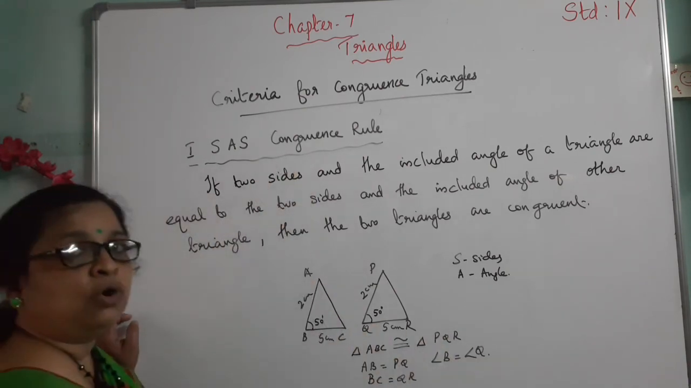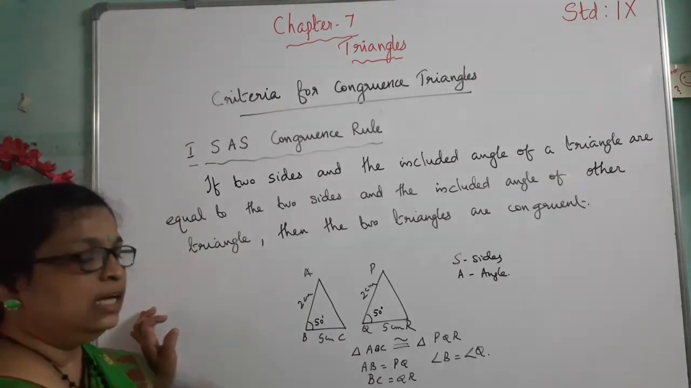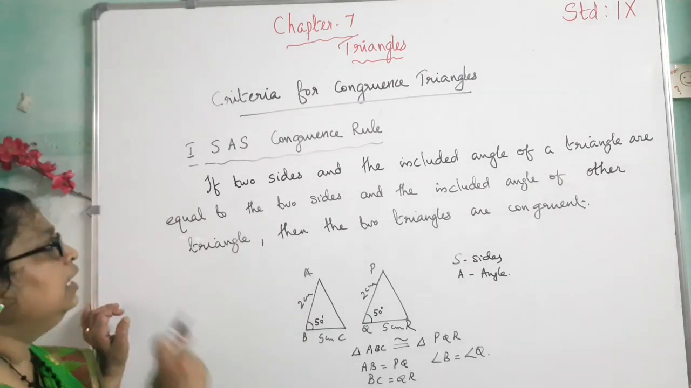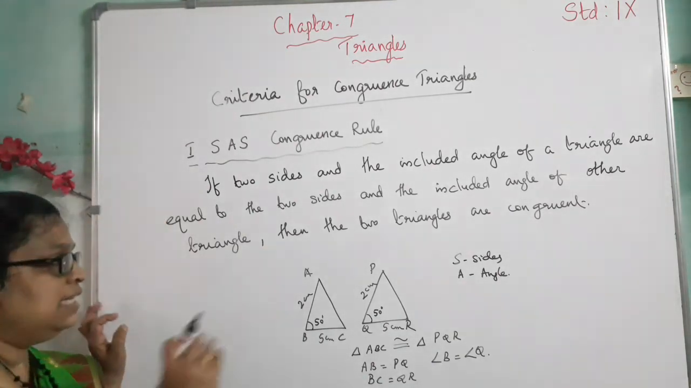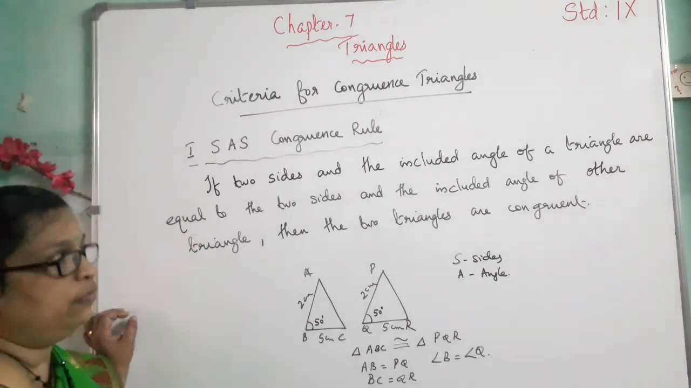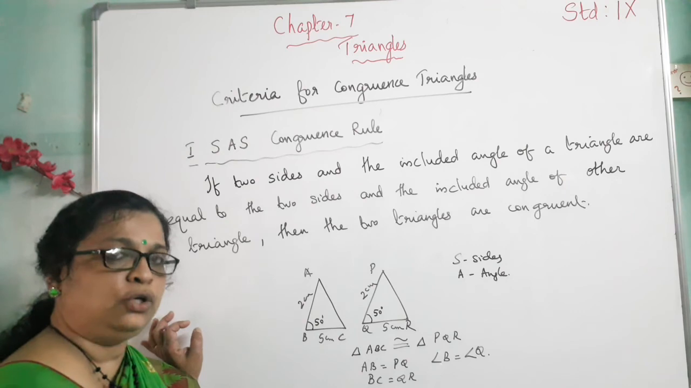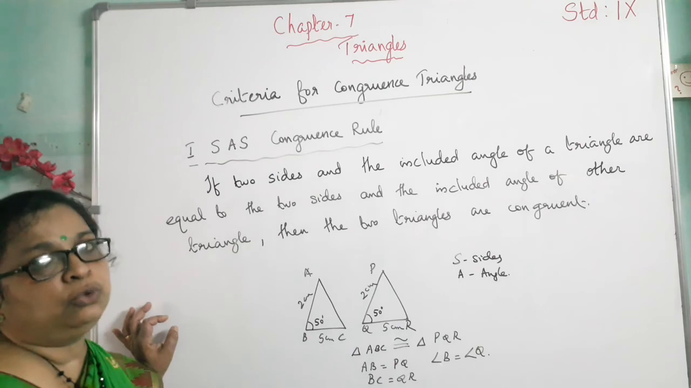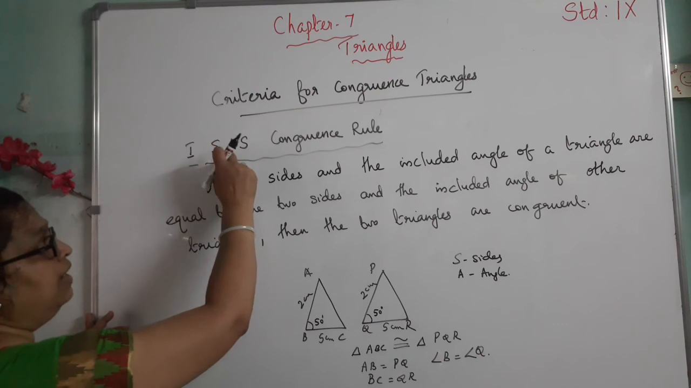That is the SAS congruence rule. That is, if two sides and the included angle, that is important, of a triangle are equal to the two sides and the included angle of the other, then we can say that the two triangles are congruent. That is called the SAS congruence rule, that is side angle side.